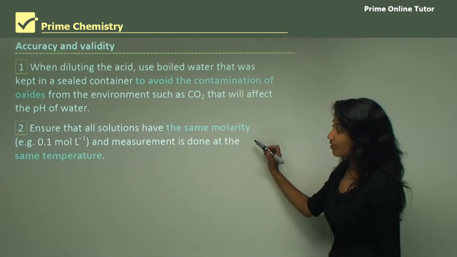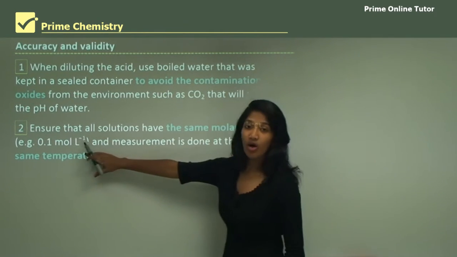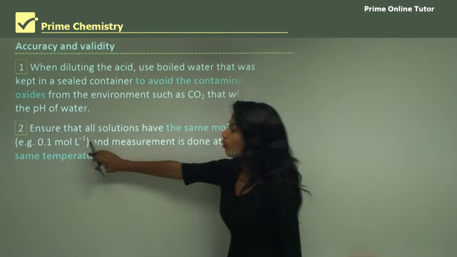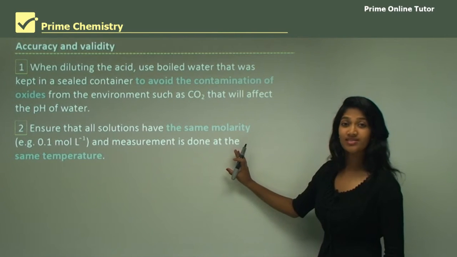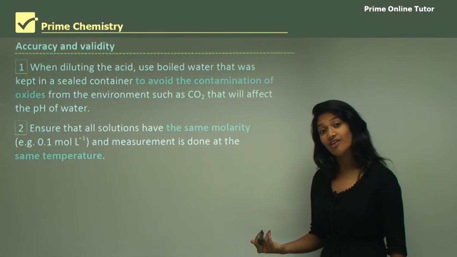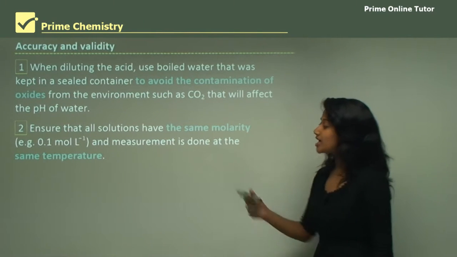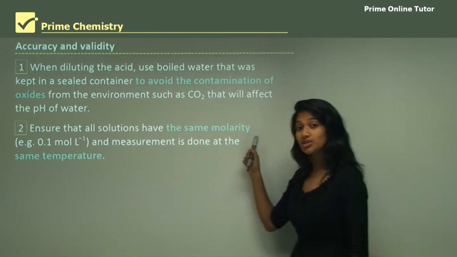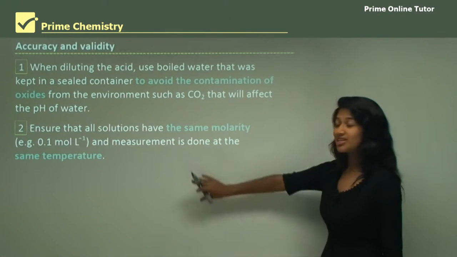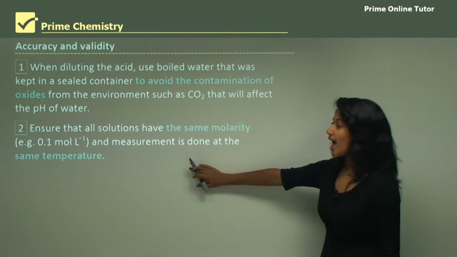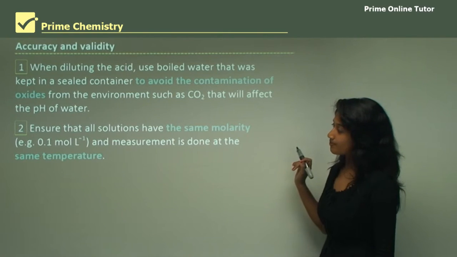Also ensure that all the solutions have the same molarity, in other words the same concentration. So make sure that all the concentrations are the same and the measurements are done at the same temperature, because temperature affects pH. If you remember what we did, factors affecting the pH, temperature was one of them, and so was concentration. So you have to make sure that both of them are controlled. Now these are your controlled variables, and they have to be strictly controlled for it to be a valid experiment.